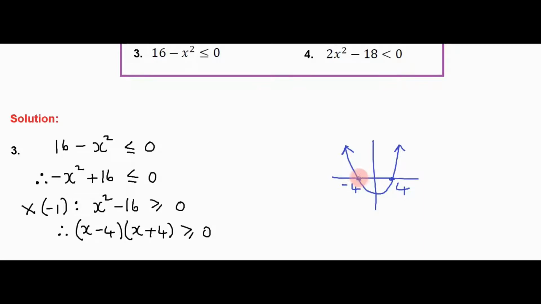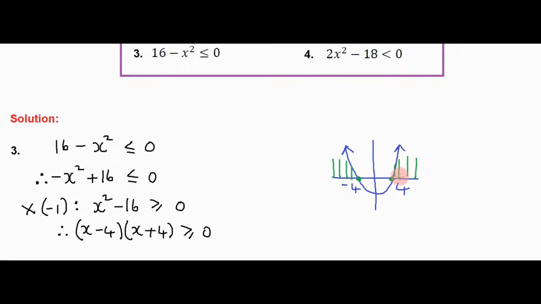Of course, at positive and negative 4, it's 0, in other words, where it cuts through the x-axis. And then for values of x greater than 4, it rises above the x-axis. So over here, as well as for x values below negative 4 or less than negative 4, it also rises above the x-axis and hence is positive.